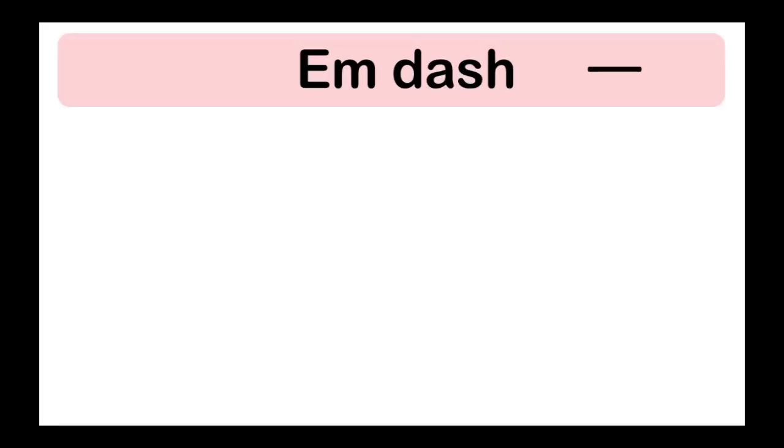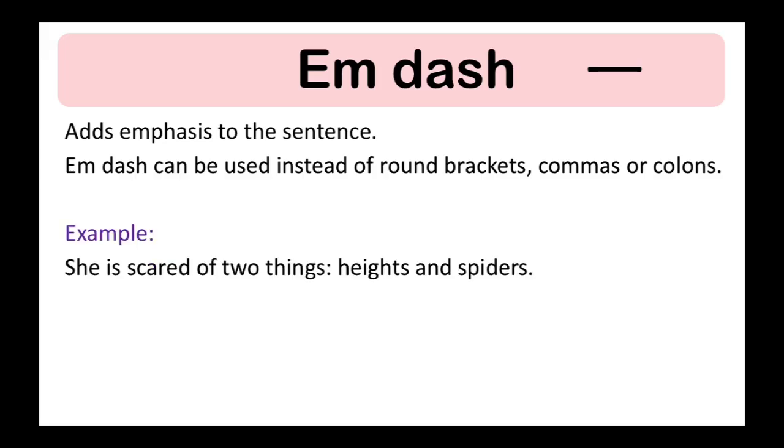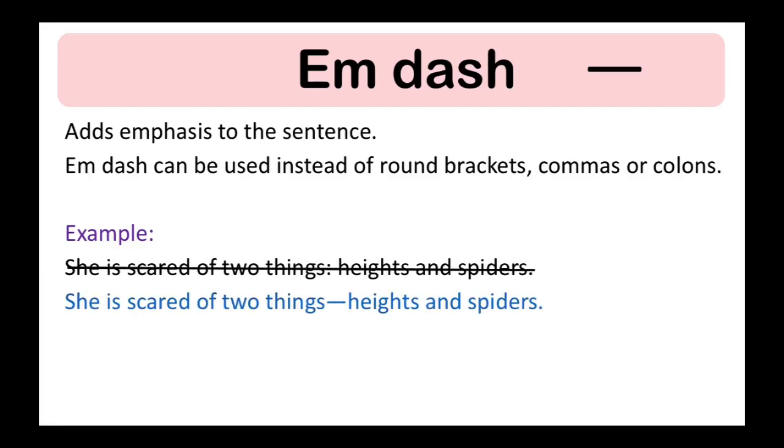Em dash. This dash adds emphasis to the sentence. The em dash can be used instead of round brackets, commas, or colons. For example, she is scared of two things: heights and spiders. So in this sentence, we have a colon. However, instead, we can write, she is scared of two things—heights and spiders.